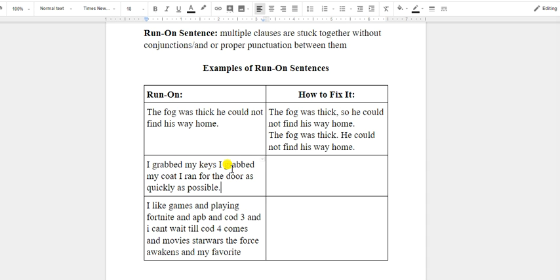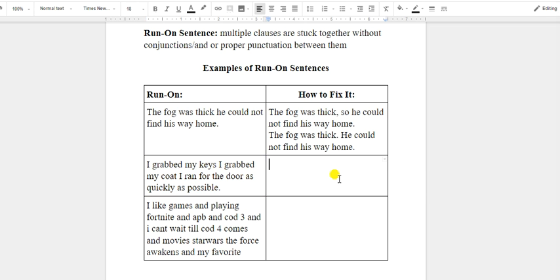All right, let's look at this one. I grabbed my keys, I grabbed my coat, I ran for the door as quickly as possible. Now when I was reading that, I kind of naturally put some pauses in there, but really the writer of this sentence did not give me any pauses, because you know commas can give pauses, and of course conjunctions can cause you to pause, or periods really cause you to pause. So if I read this as it was written, it would actually sound like this. I grabbed my keys, I grabbed my coat, I ran for the door as quickly as possible.